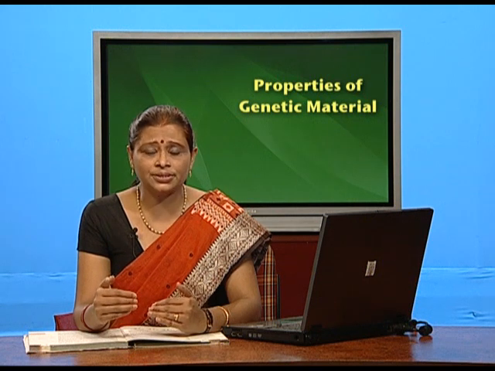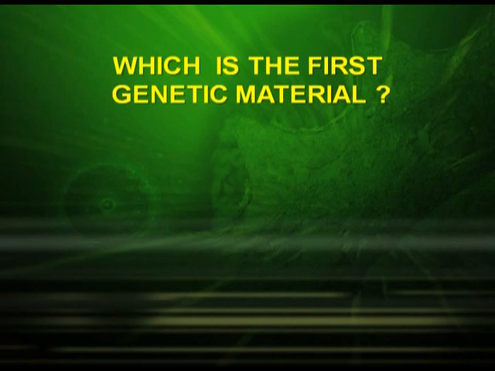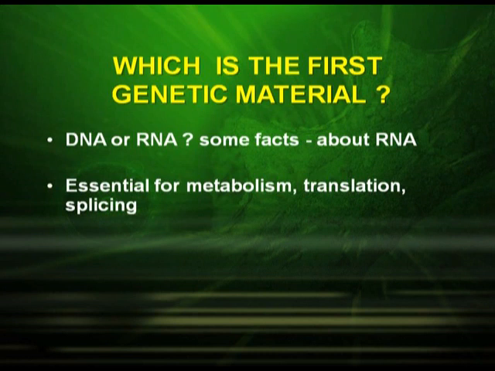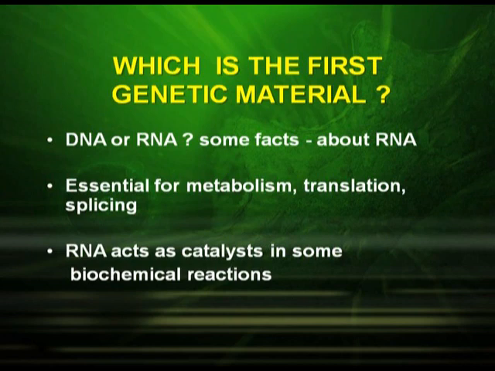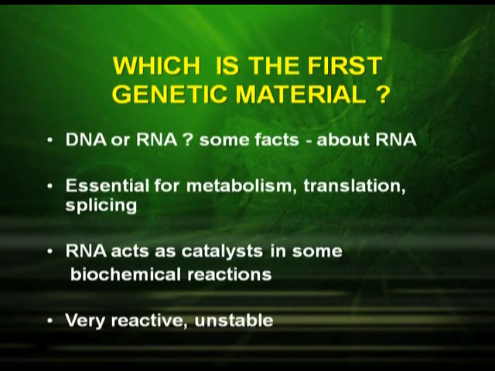Now, a very important question arises in our mind: which is the first genetic material, whether it is DNA or RNA. Let us go through some important facts about RNA. It has been found that RNA is essential for certain life processes: metabolism, translation, splicing. Second, RNA acts as a catalyst in some biochemical reactions. Now, since RNA is single stranded, it is very reactive. And being very reactive, it is unstable.